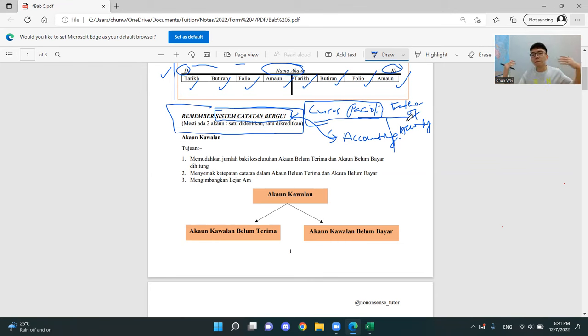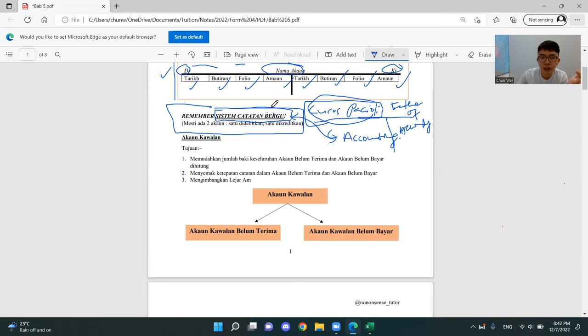Then if you study biology and you see a lot of theories, they will name it after a person, and then they say, oh, this is the father of modern chemistry, the father of biology, something like that. So for accounting, the father of accounting will be Lucas Pacioli, and he is the one that created this.